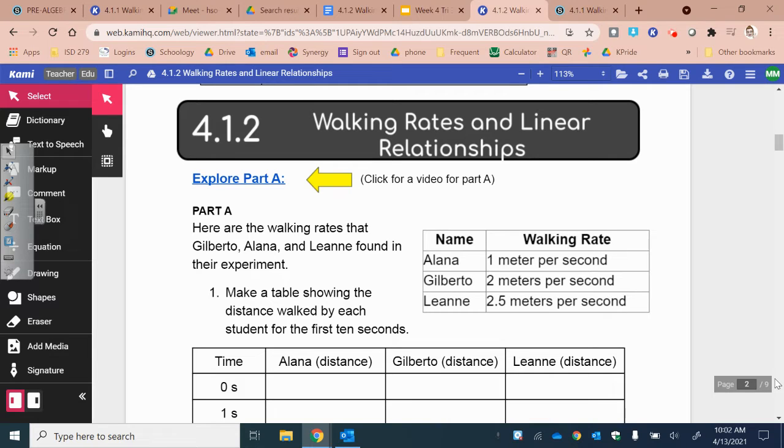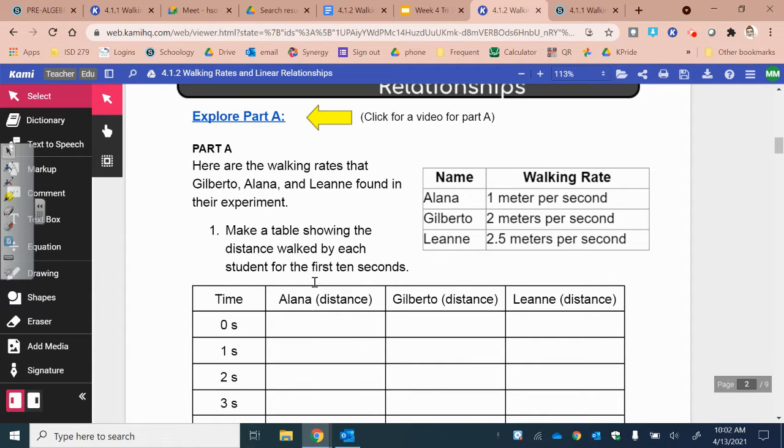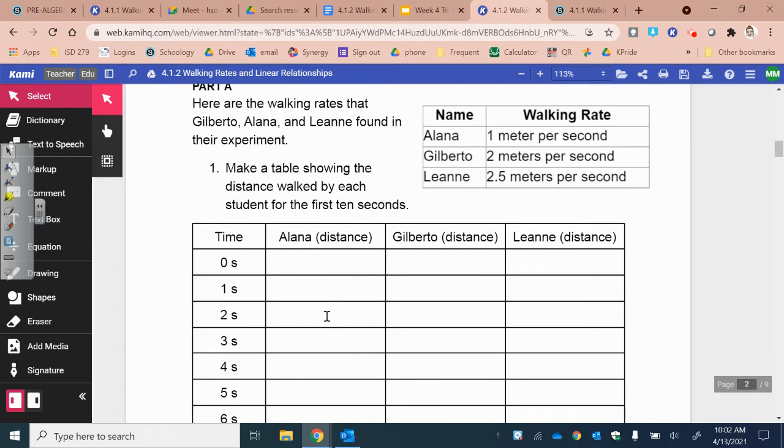Okay, in part A, here are the walking rates that Gilberto, Alana, and Leanne found in their experiment. Alana had 1 meter per second, Gilberto was 2 meters per second, and Leanne was 2.5 meters per second. Make a table showing the distance walked by each student in the first 10 seconds. So we've already made the table, you just need to fill it in.